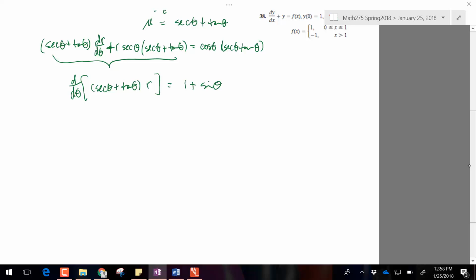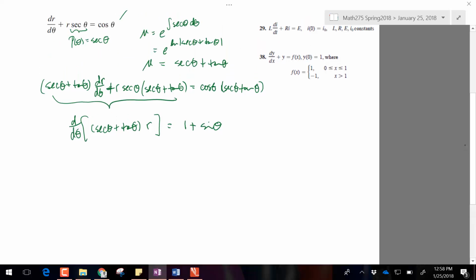So now we will integrate both sides. The left-hand side is a derivative of something, so the integral of the derivative is that something, secant theta plus tan theta times r. And eventually we'll divide out the secant plus tangent, and then we'll have r by itself. Meanwhile, on the other side, we will integrate with respect to theta.